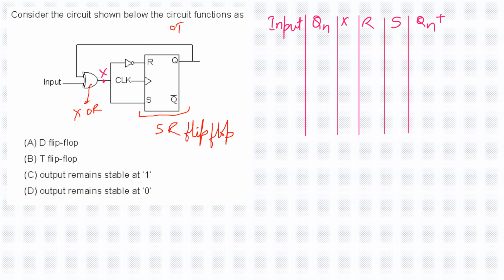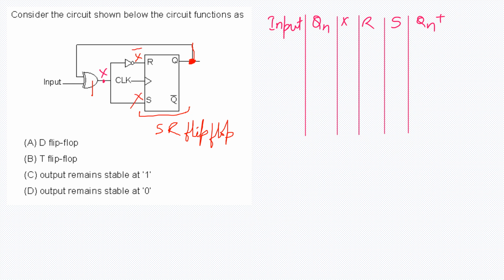So how to proceed here? We have an input here, and the XOR gate has two inputs. This is a two-input XOR gate, of which one input is your present state, or the present output. This Qn itself is being fed as one of the inputs of this XOR gate, and the output is X. After that, that X is going to R and S. Here you can see that R is simply going to be X bar, and S is simply going to be X.